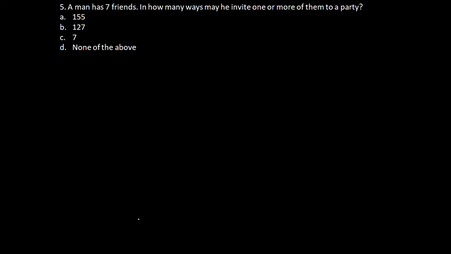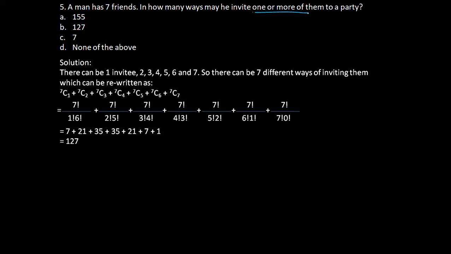It says a man has 7 friends. In how many ways may he invite one or more of them to a party? Now think about it. A man has 7 friends. What is the condition? In how many ways may he invite one or more of them? One or more. তার মানে কি হতে পারে? ও একজনকে ডাকতে পারে, ও একসাথে দুজনকে ডাকতে পারে, একসাথে তিনজনকে, দেন একসাথে চারজনকে, একসাথে পাঁচজনকে, একসাথে ছয়জনকে, একসাথে সাতজনকে. So there are 7 different possible ways in which he can invite them. Okay, so there can be one invitee or 2 or 3 or 4, 5, 6 and 7 invitees.